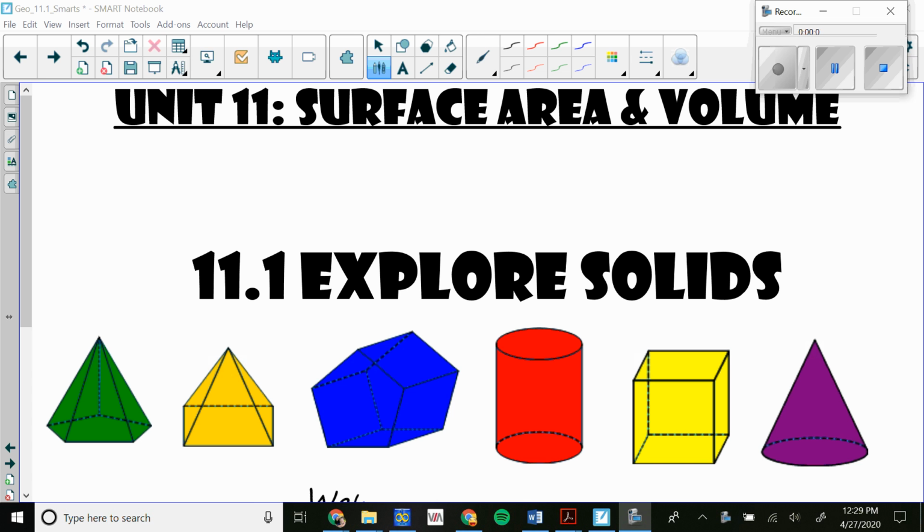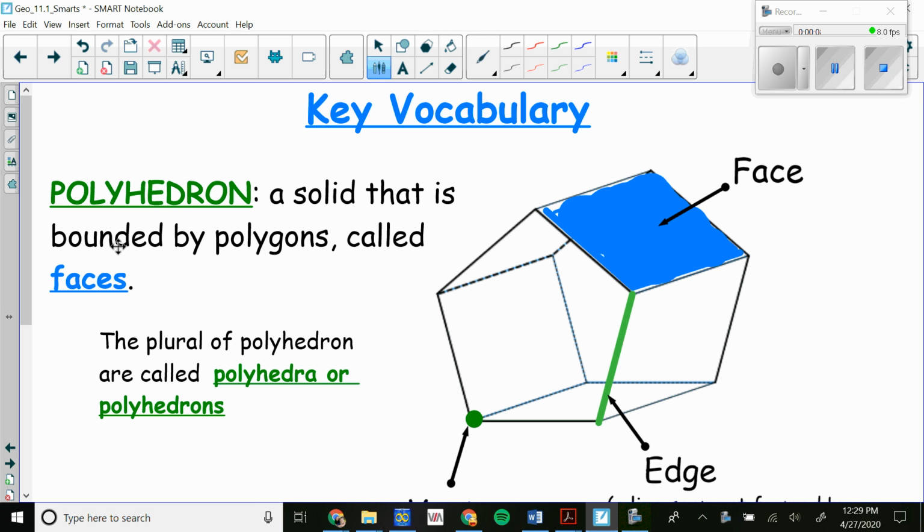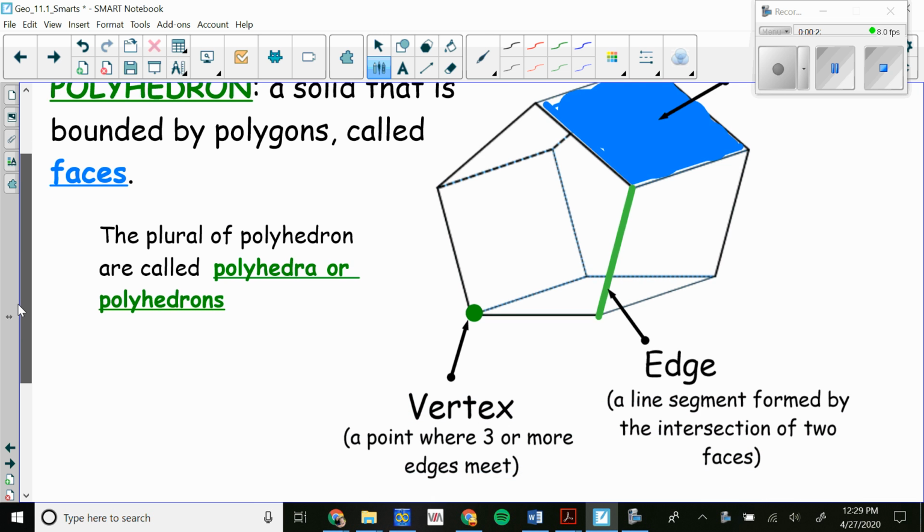Guys, this is Unit 11, more specifically 11.1, Exploring Solids. We're going to talk about polyhedrons. A polyhedron is a solid that is bounded by polygons. Those are called faces. The plural of polyhedron is polyhedra or polyhedrons.